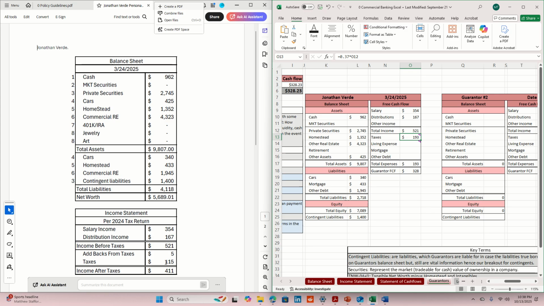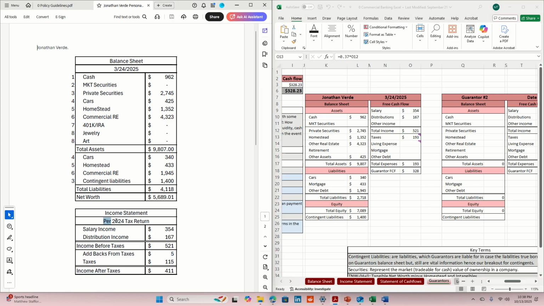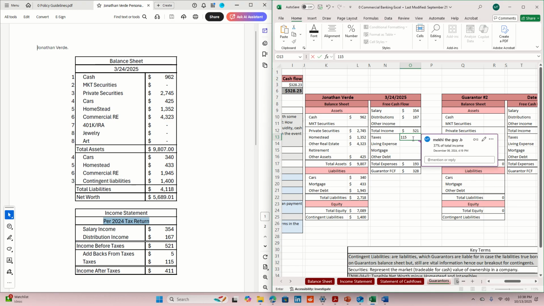They told us how much they were taxed. This is per their 2024 tax return. So we're not going to estimate taxes. We know how much they paid in taxes. We know the exact amount they paid. Okay? That's why we're not going to do it that way. And then other income, we're just going to put $5. Okay? Guarantor free cash flow is $411,000.